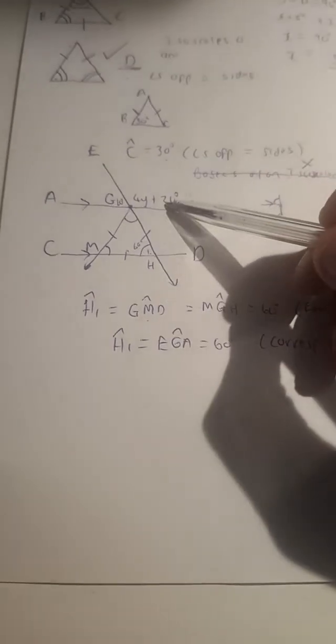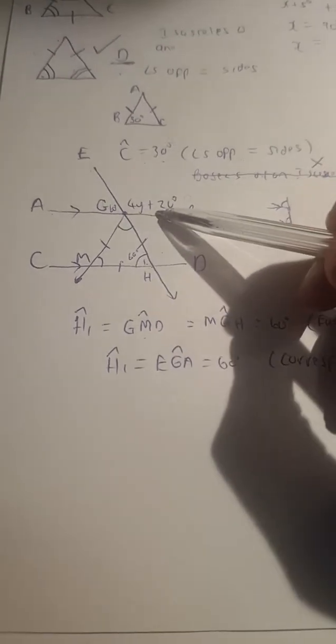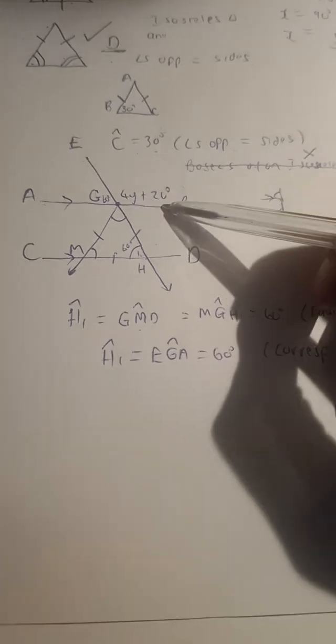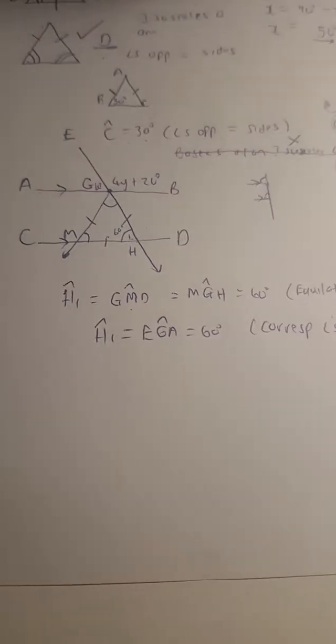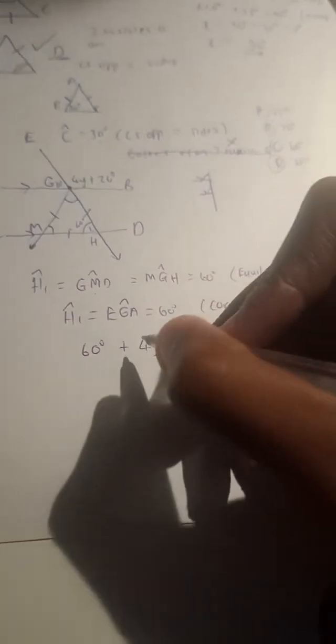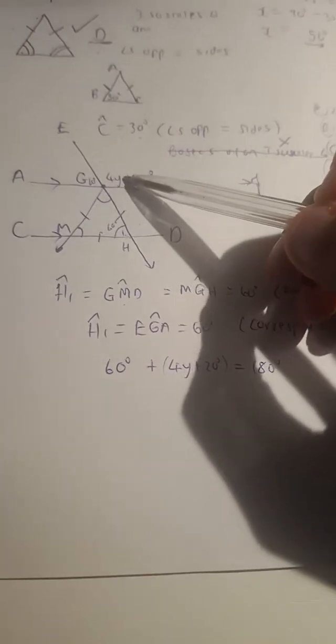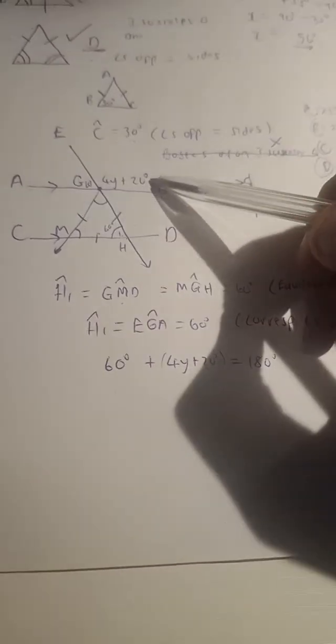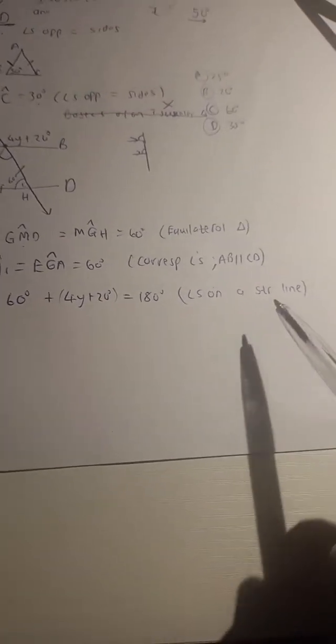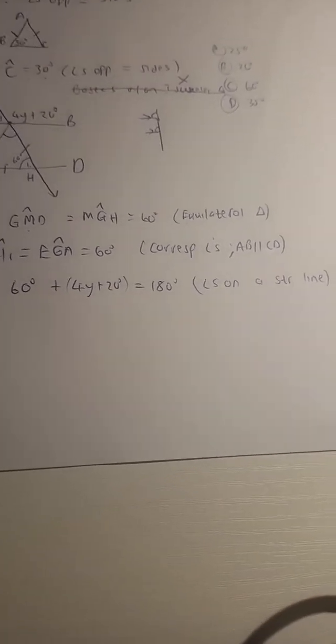These two angles, what can we say about them? When we add them together, 60 plus 4y plus 20 should give us what? 180. So we can say 60 plus 4y plus 20 degrees is equal to 180. These two angles can be added together and they should give me 180. What's the reason? Angles on a straight line. That is why. Now I am free to solve for y.